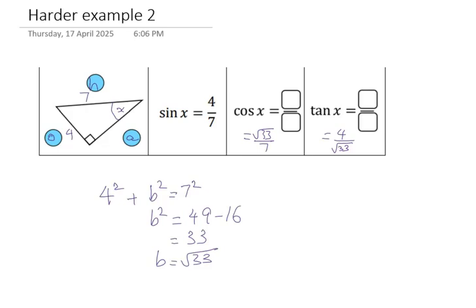Okay, running out of time, so I've just paused the video and done that one for you. You can use Pythagoras to get the short side, and then you can find cos and tan.